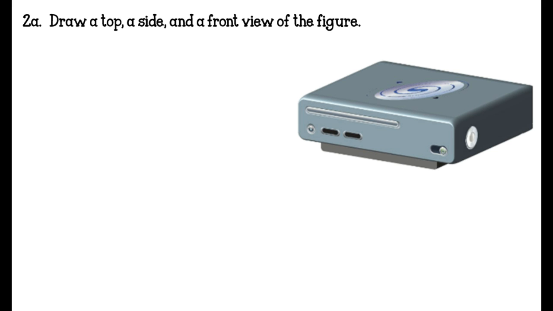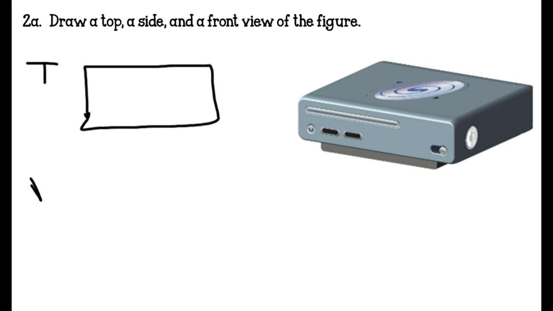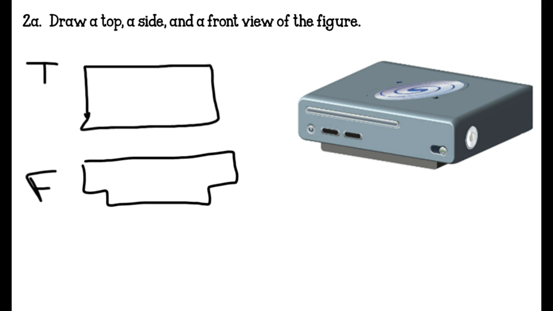2A, draw a top, side, and a front view of the figure. This is an old school DVD player for sure. So we have our top, and from the top it would just be a rectangle. And then our front, you'd have your little curve, but then you have the little part that it sits on. So it looks something like that. And then our side view would be a little shorter, but it would still have that little edge that it sits on.